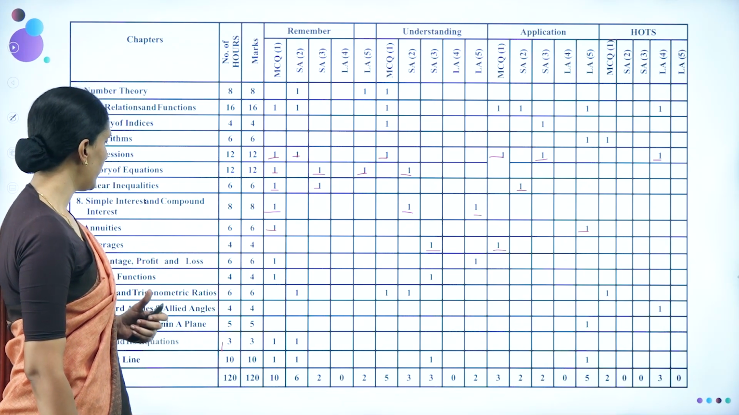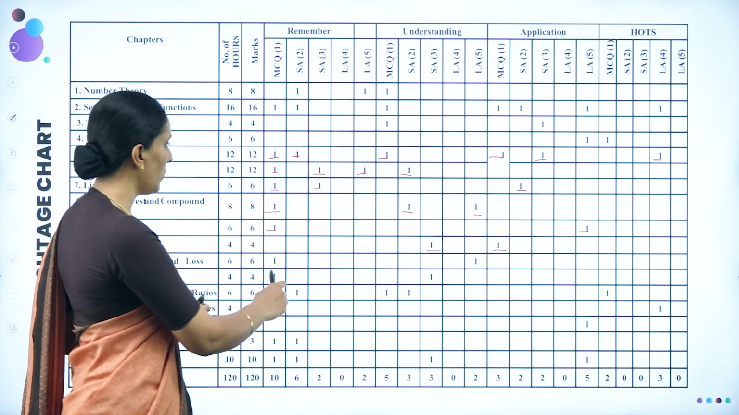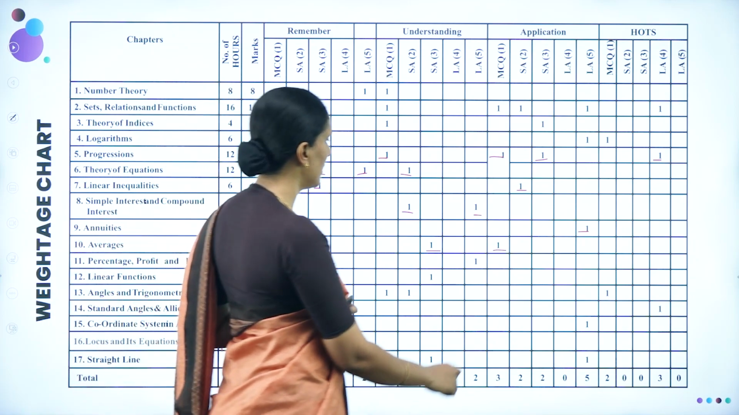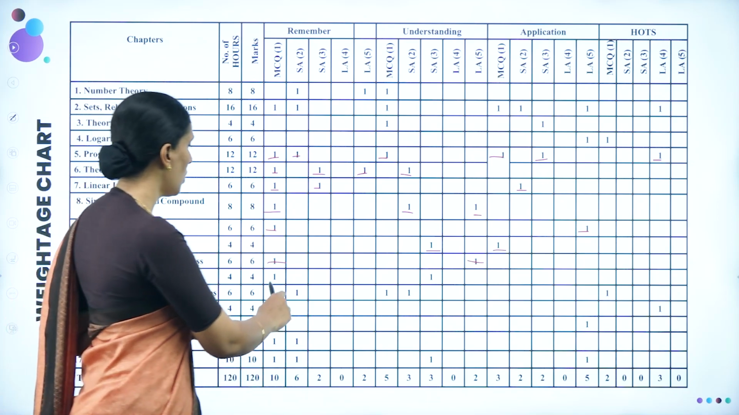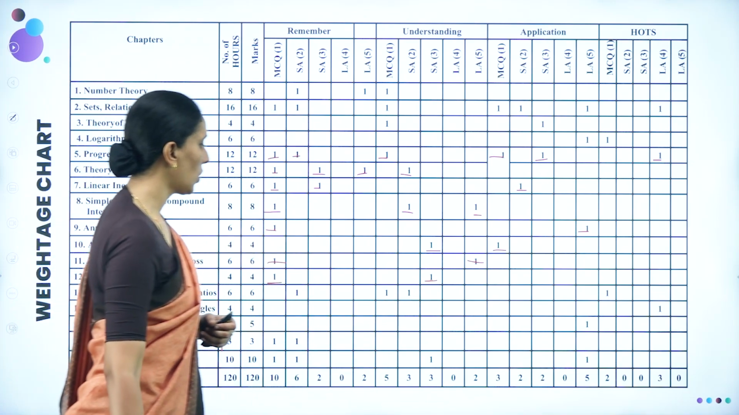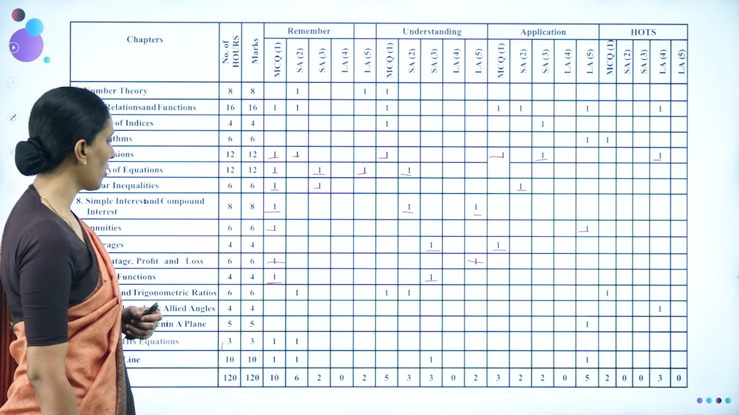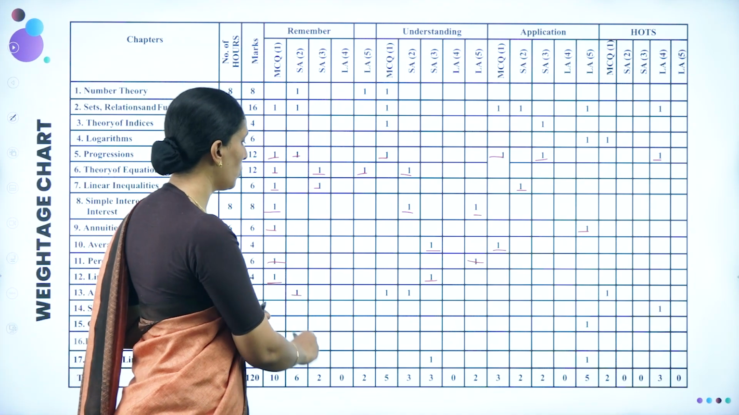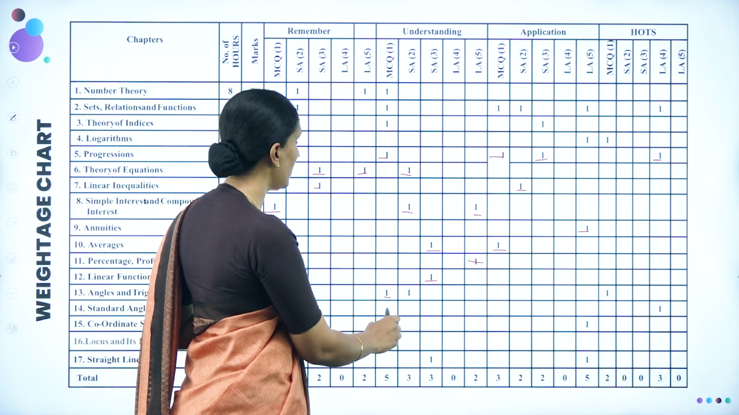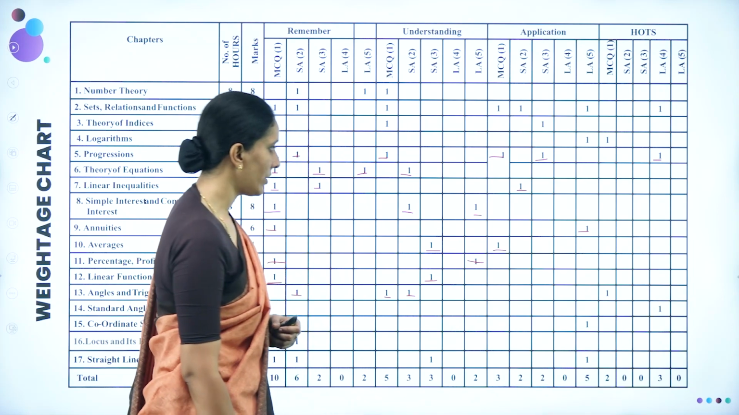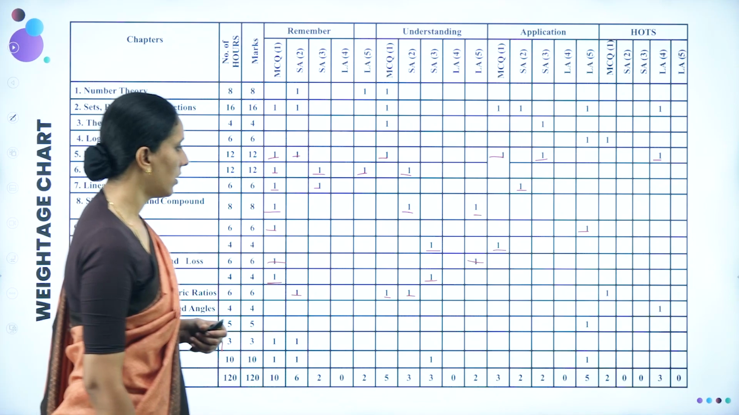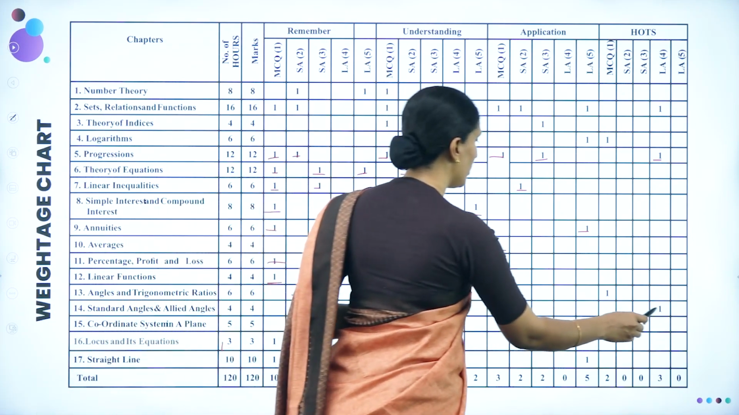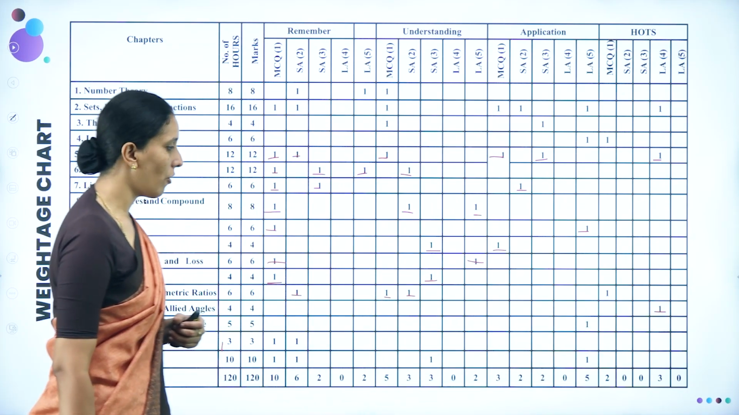Next, from the chapter percentage profit loss, you have MCQ 1 mark, long answer 5 marks. Next, linear function, 1 MCQ and 1 3-mark question. Next, from angles and trigonometric ratios, you have 1 2-mark question. Next, 1 MCQ, 1 2-mark question. Next, standard angles and allied angles, a 4-mark. So here from this chapter, you will be getting only 1 question in the form of 4 marks.